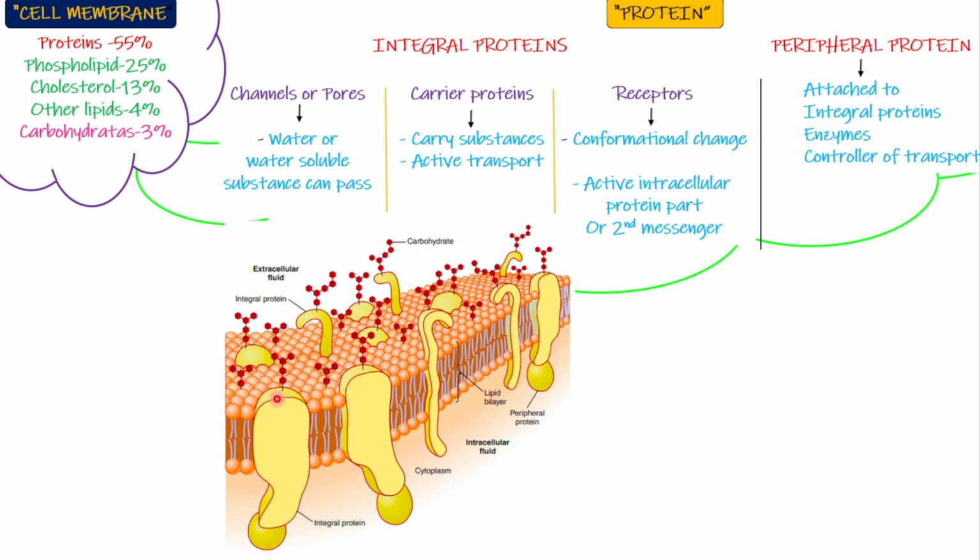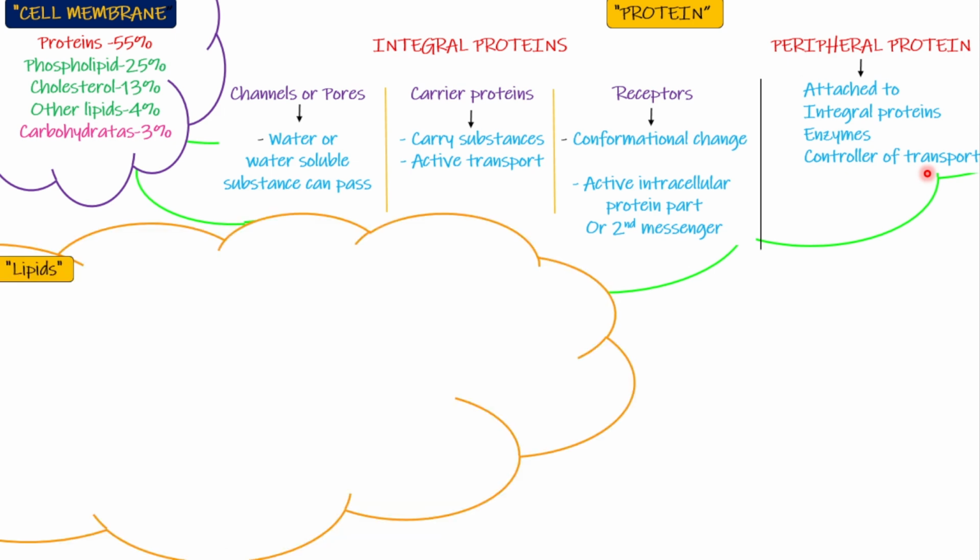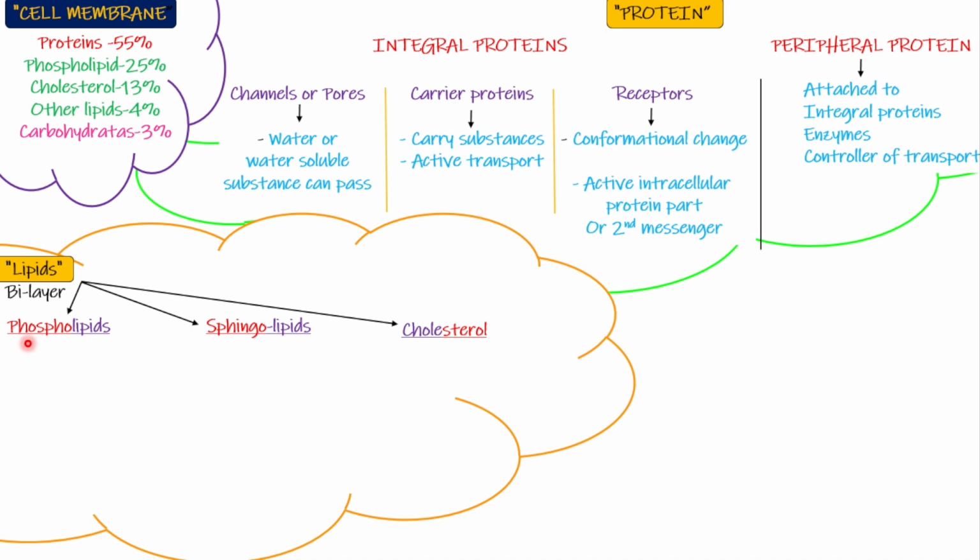And secondly, whenever they are acting as the channels or pores, these channels or pores are gated inside by the peripheral proteins, which control the transport through the integral proteins. So these are the two important functions of peripheral proteins. Number one, they act as enzymes, and secondly, they act as controller of transport. Okay, so these were the functions of proteins in the cell membrane. Now let's discuss the functions of lipids. Okay, now there are three types of lipids present in the cell membrane.